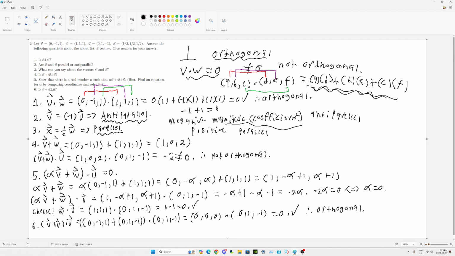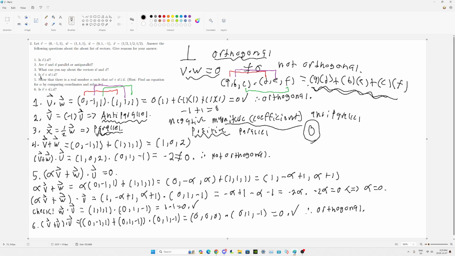And that's actually the next question. What can you say about the vectors w and x? Well, we see that if we multiply w by a half, we get x. Since it's a positive coefficient, a positive magnitude of that vector, it's going to be considered parallel. We're not going to look at 0. Is it positive or negative? Negative, antiparallel; positive, parallel.